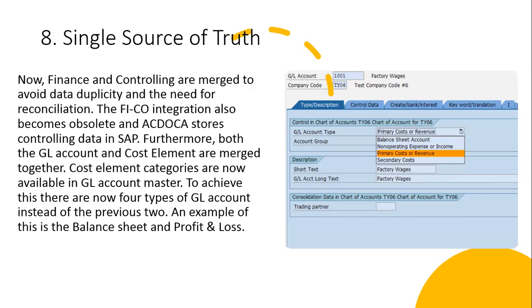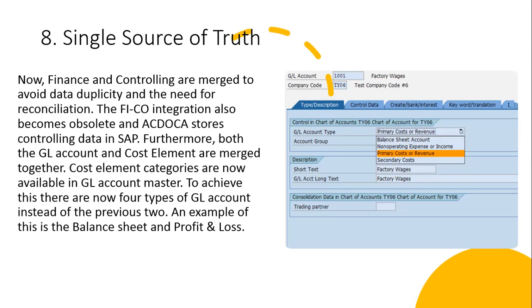you have a single source of truth platform, that makes for getting information from one source. Very, very important. So finance and controlling are merged to avoid data duplicity and need for reconciliation. So you do not need any reconciliation again between FICO. FICO integration also becomes obsolete, and ACDOCA stores controlling data in SAP.